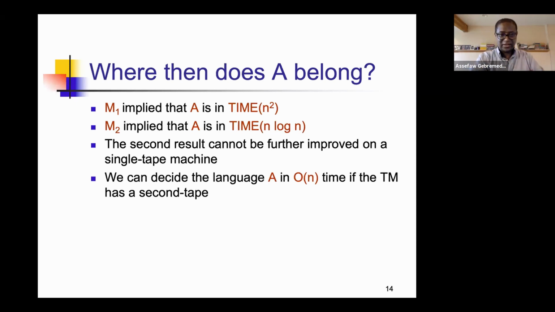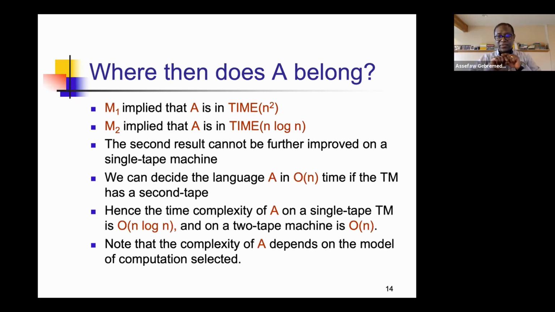But if somebody gives you another room to put things temporarily, then you could do things faster because now you've got an extra room. That's basically what happens. And so you get now to run this one in linear time, which means now the complexity of A on a single tape machine is order of n log n. I can't do it any faster. But if I get a 2-tape machine, it becomes linear, order of n. So that means the complexity of this language now has depended on the model of computation selected.